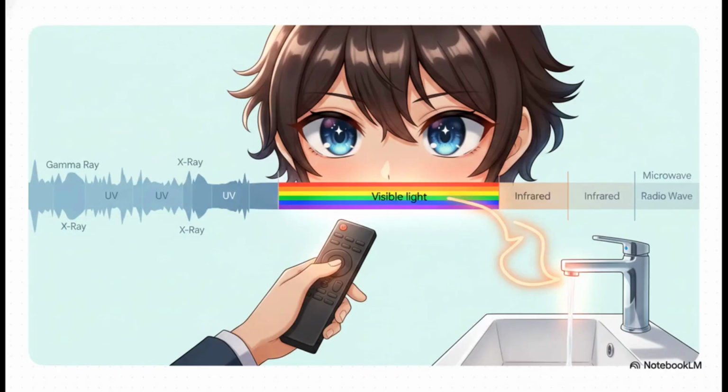This huge family of EM waves is called a spectrum, and what our eyes can see is just a tiny, tiny slice of it. We call that visible light. But the automatic tap uses a different slice, one our eyes can't see. It's called infrared, or IR, light. It sits right next to the red light we can see, but it's invisible to us. You're actually using it all the time. It's the very same invisible pulse your TV remote uses to change the channel.